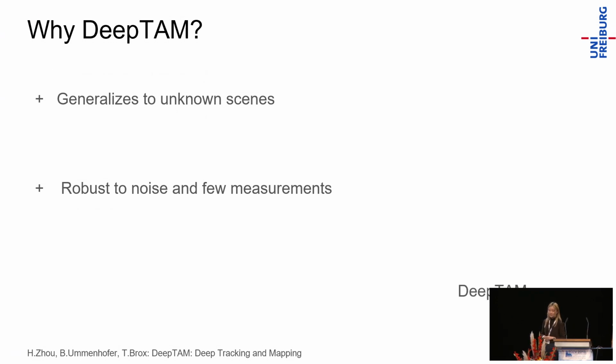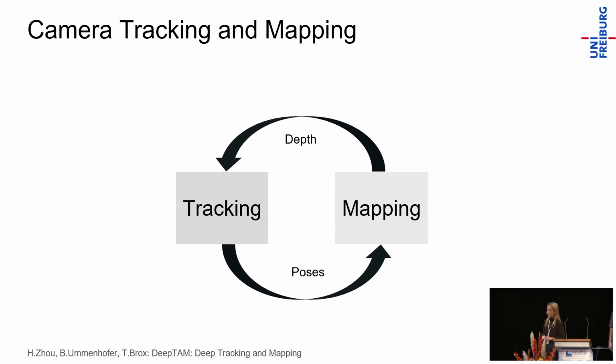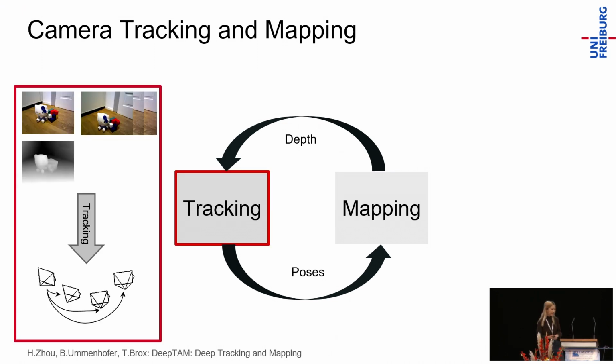Yeah, and now let's take a look at how we can achieve this. This is how our tracking and mapping interact with each other. Actually, they depend on each other. Tracking needs the depth map from the mapping part, and mapping also needs the tracked camera poses. Now Benjamin will give the details of the tracking part.